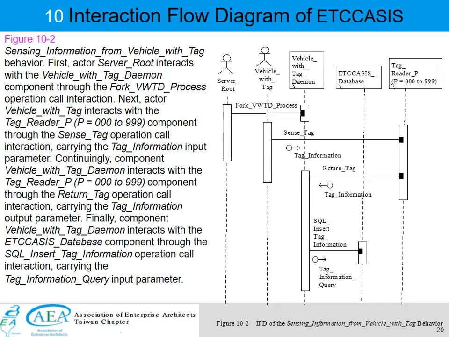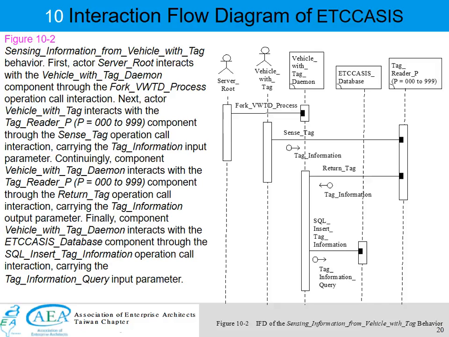The second behavior is the IFD of the sensing information from vehicle with tag behavior. Once a vehicle has the tag, we will use this IFD to capture its behavior. There are 4 interactions in this IFD. The first interaction, the server root will fork the VWTD process to interact with the vehicle with tag daemon component.